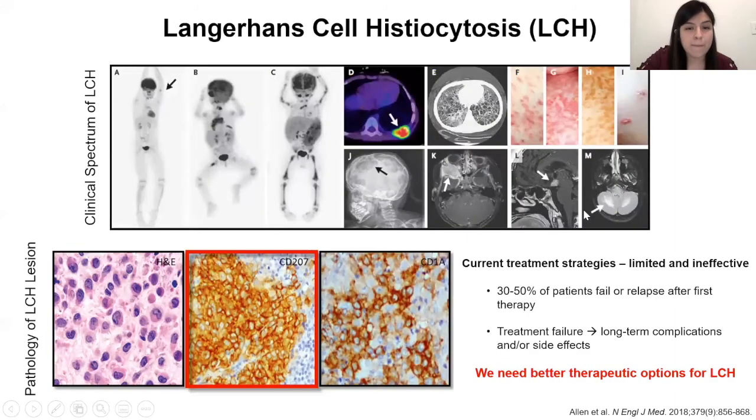As everyone is familiar with, LCH has variable clinical presentations, but despite that, all LCH lesions look alike histologically. They have a high presence of CD1a positive, CD207 positive pathologic dendritic cells. And although clinical outcomes have improved over the past decades, there is a need for better therapeutic options.